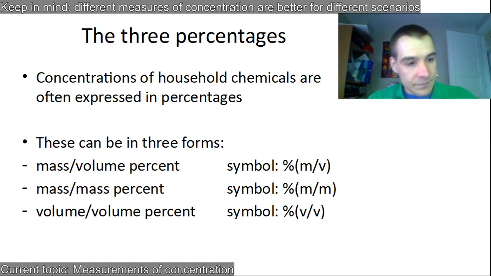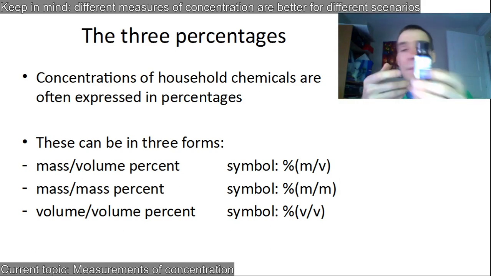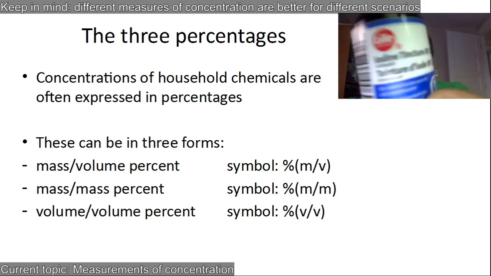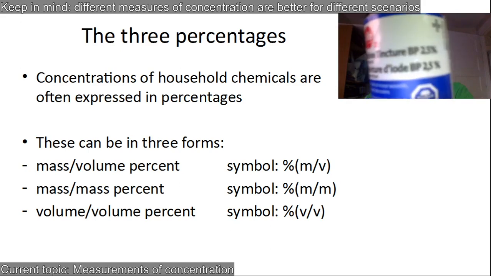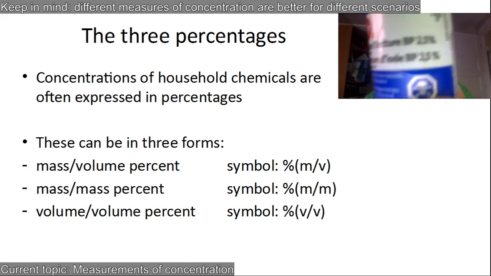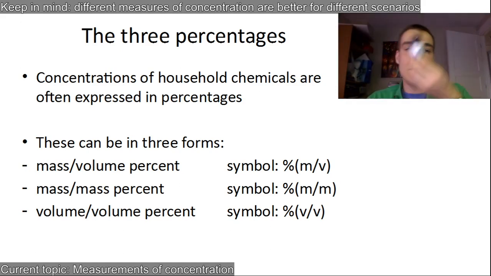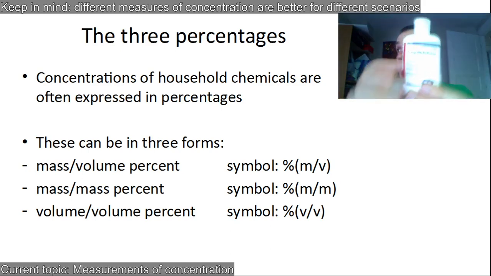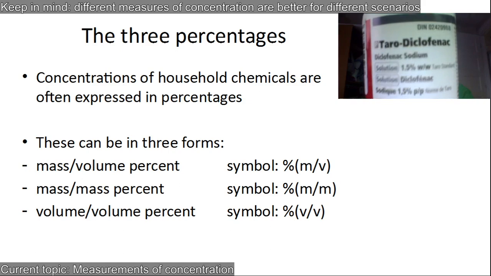People understand percentages. And I've got this iodine tincture. It's a topical antiseptic, so it cleans wounds and stuff. And it says, hopefully you see it, there it is, 2.5%. So you can understand it's 2.5%. Or this one, this is a steroid cream, 1.5%.